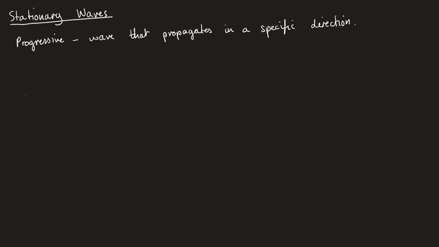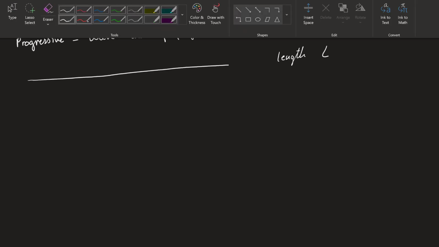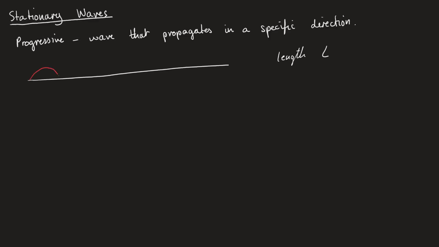So let's say we have a string. Let's make it a guitar string. That tends to be the common example. We have some guitar string of some length L. What we're going to do is pluck the string, and that causes a wave to travel along the string. I'm going to draw this wave in red. This red wave is a progressive wave.